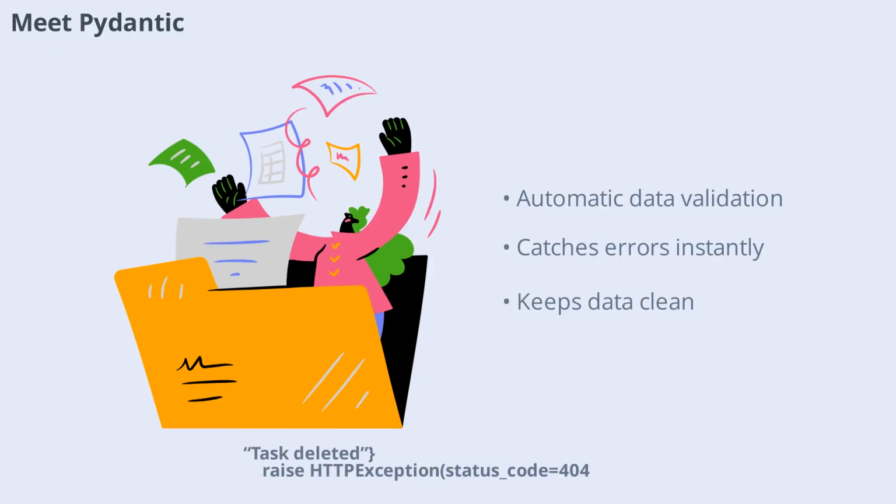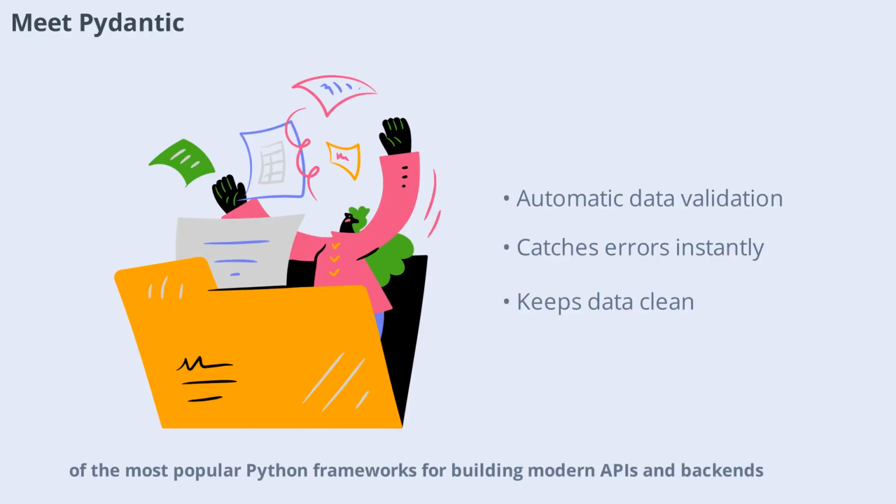# Delete. @app.delete("/tasks/{task_id}"). def delete_task(task_id: int): for index, task in enumerate(tasks): if task.id == task_id: tasks.pop(index). return {"message": "Task deleted"}. raise HTTPException(status_code=404, detail="Task not found").